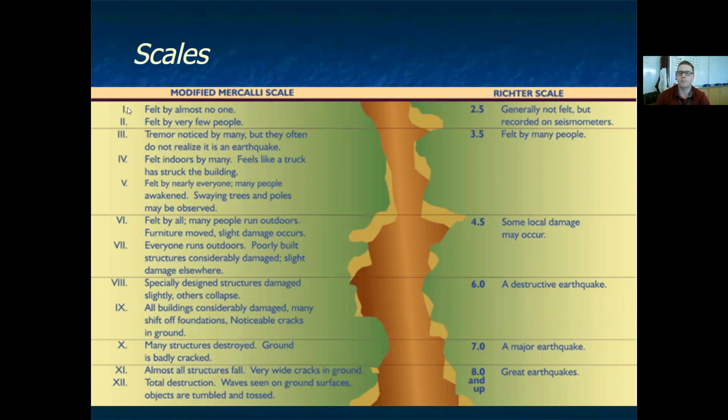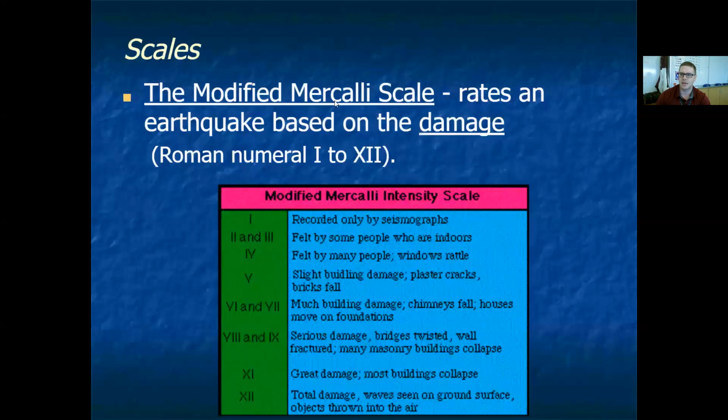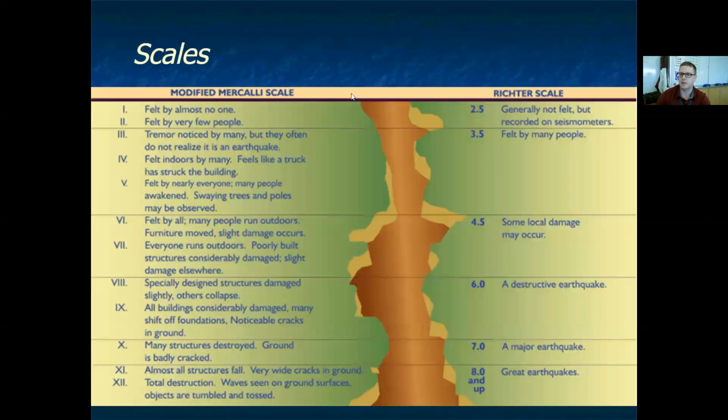So those are our different scales that we have. We have the Richter, we have the modified Mercalli scale, and then we have our moment magnitude scale right there. Very important to recognize the difference between those scales.